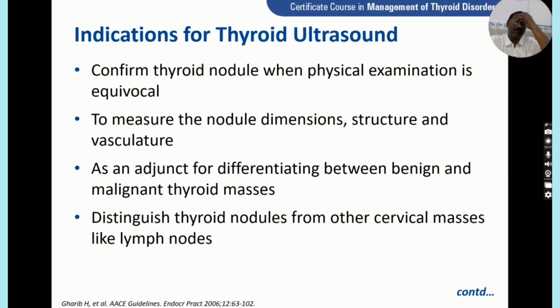Indications for ultrasound: confirm a thyroid nodule when the physical examination is equivocal. When you are in doubt, get a thyroid ultrasound, which gives you beautiful pictures. It measures the nodule dimensions, structure and vasculature. It is an adjuvant to differentiate between benign and malignant masses: malignant masses are more vascular, benign are non-vascular. It distinguishes thyroid nodules from other cervical masses like lymph nodes.